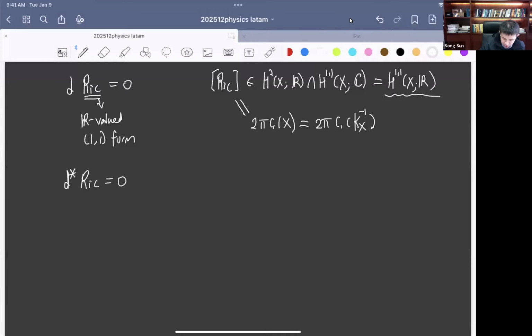What does this mean? This will be an equation, and by the Kähler identity, d star is essentially the commutator of this lambda operator and d^c. But d of Ricci is 0, so it's the same as d of lambda Ricci, which is just the trace of the Ricci curvature, the scalar curvature.